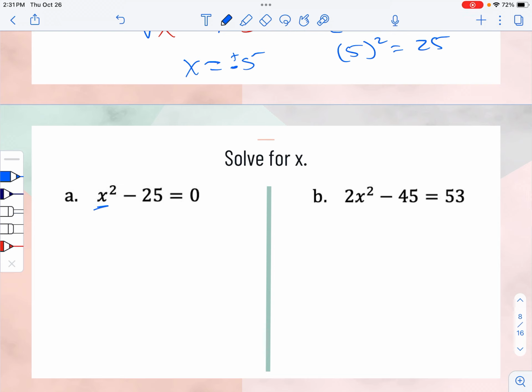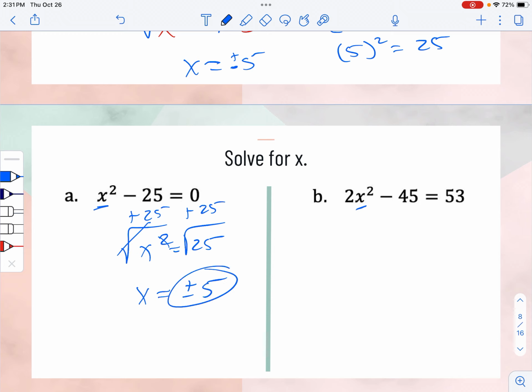So like here, I just have an x squared. Here, I just have an x squared, no x. So solving this, get it by itself, add 25 to both sides. X squared equals 25, and then take the square root. The square root cancels out the square, and I'm left with x equals, remember, this is plus or minus 5.